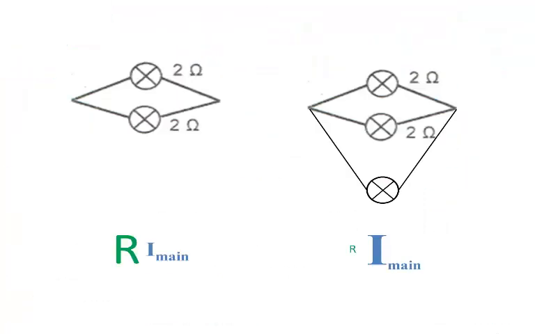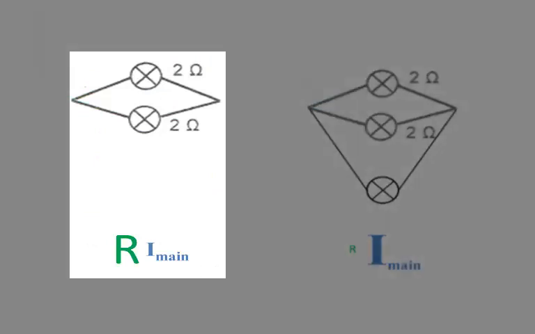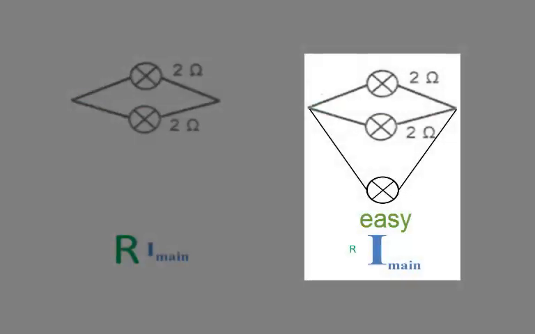So let's look again at our question. When we only have 2 branches, 2 bulbs in parallel, it's more difficult than when we have 3 branches, 3 bulbs in parallel, because that adds up to be like a thicker pipe, making it easier. Because of that, the current strength in the main part of the circuit here would be greater.